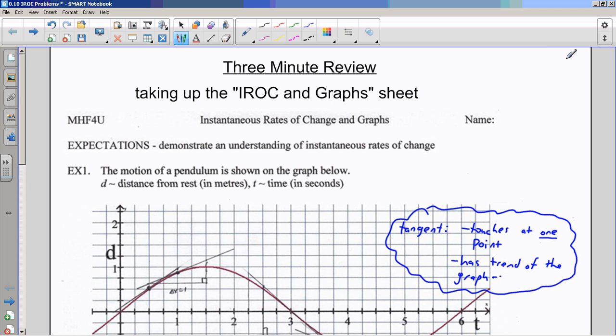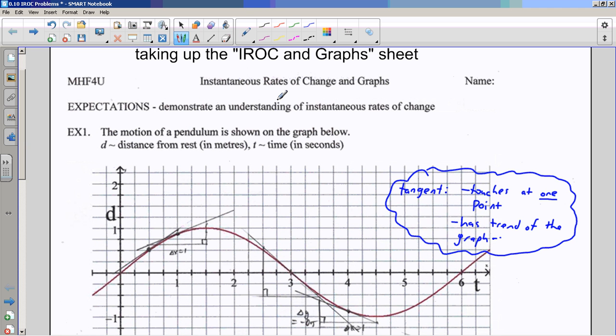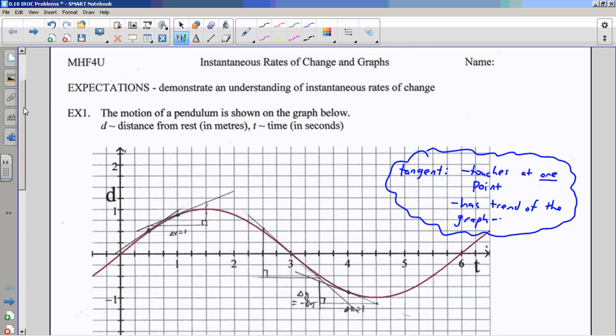We'll probably have a couple of days for review, or a day and a half of review, but we still have to get through this last lesson. The 3-minute review is taking up some homework from last night. So if this sheet does not look familiar, you should immediately stop the video and try this sheet. It's about 10 minutes worth of work. Give it a go, and then we'll take it up. And I'm going to take it up right now.